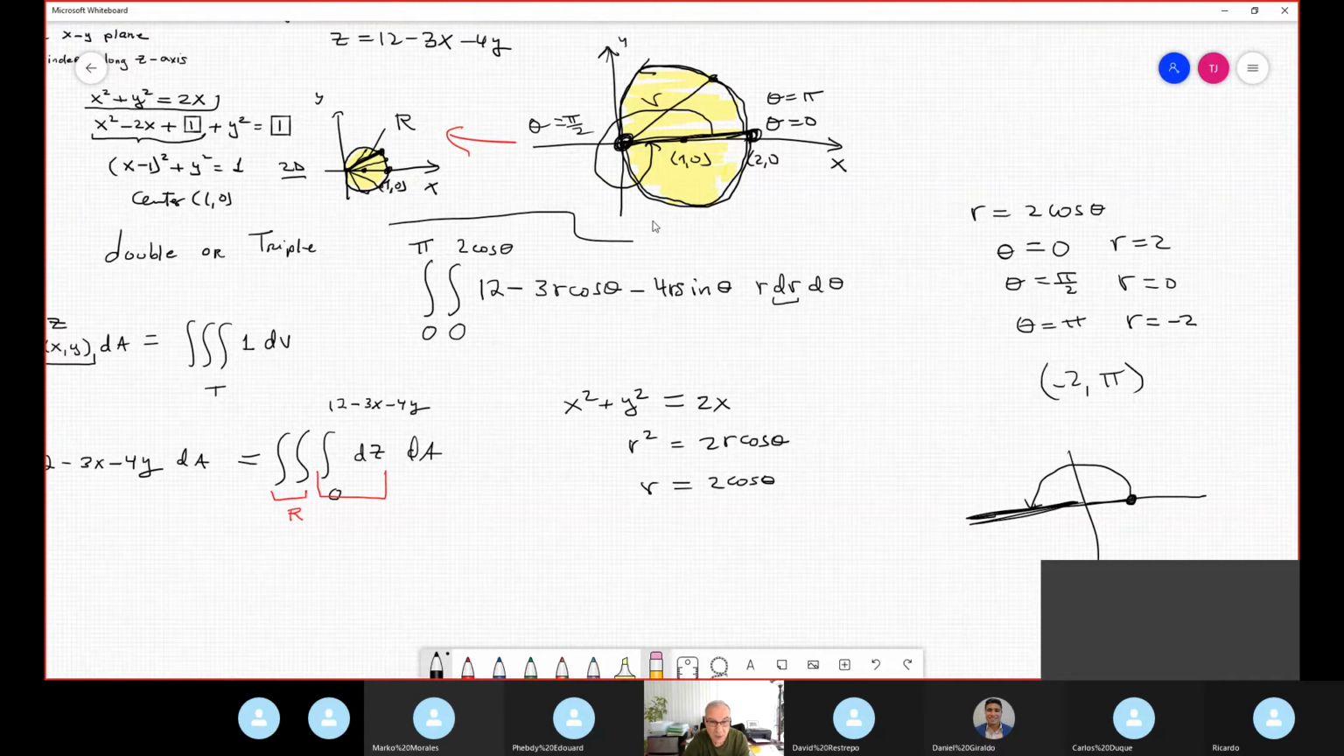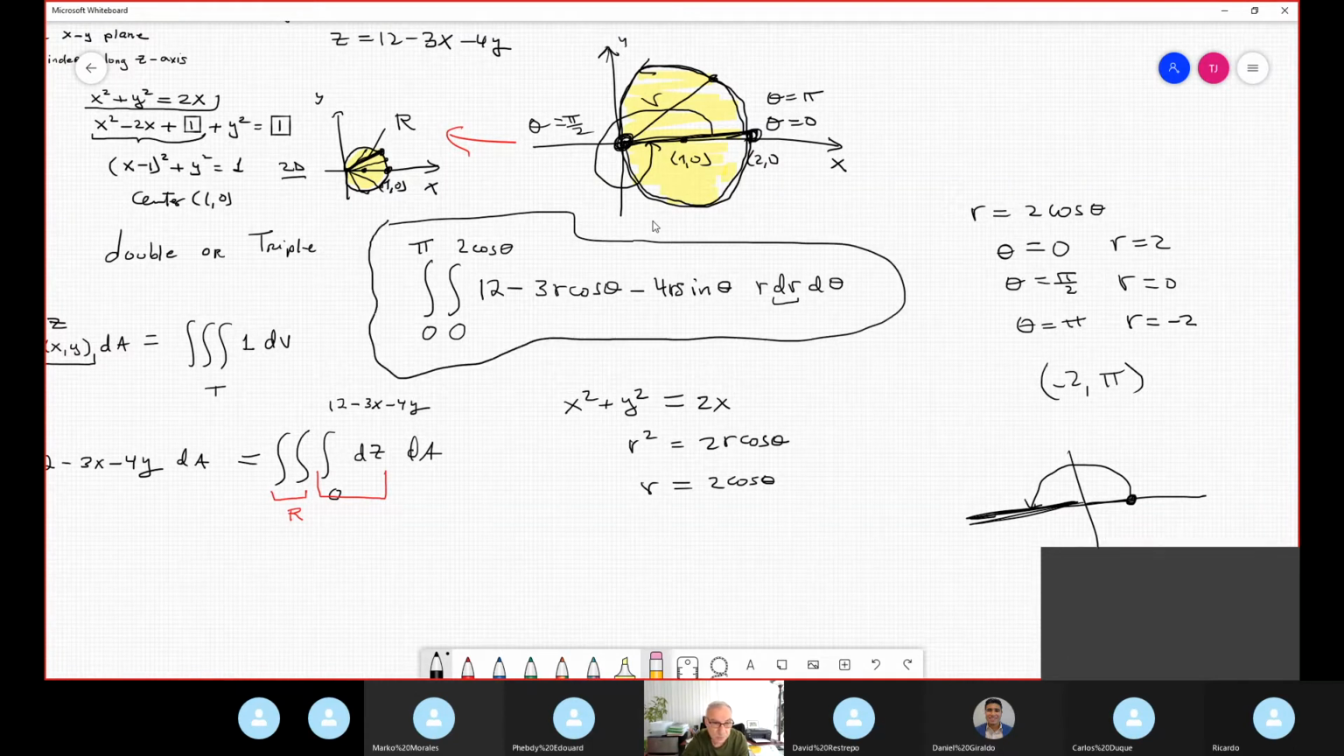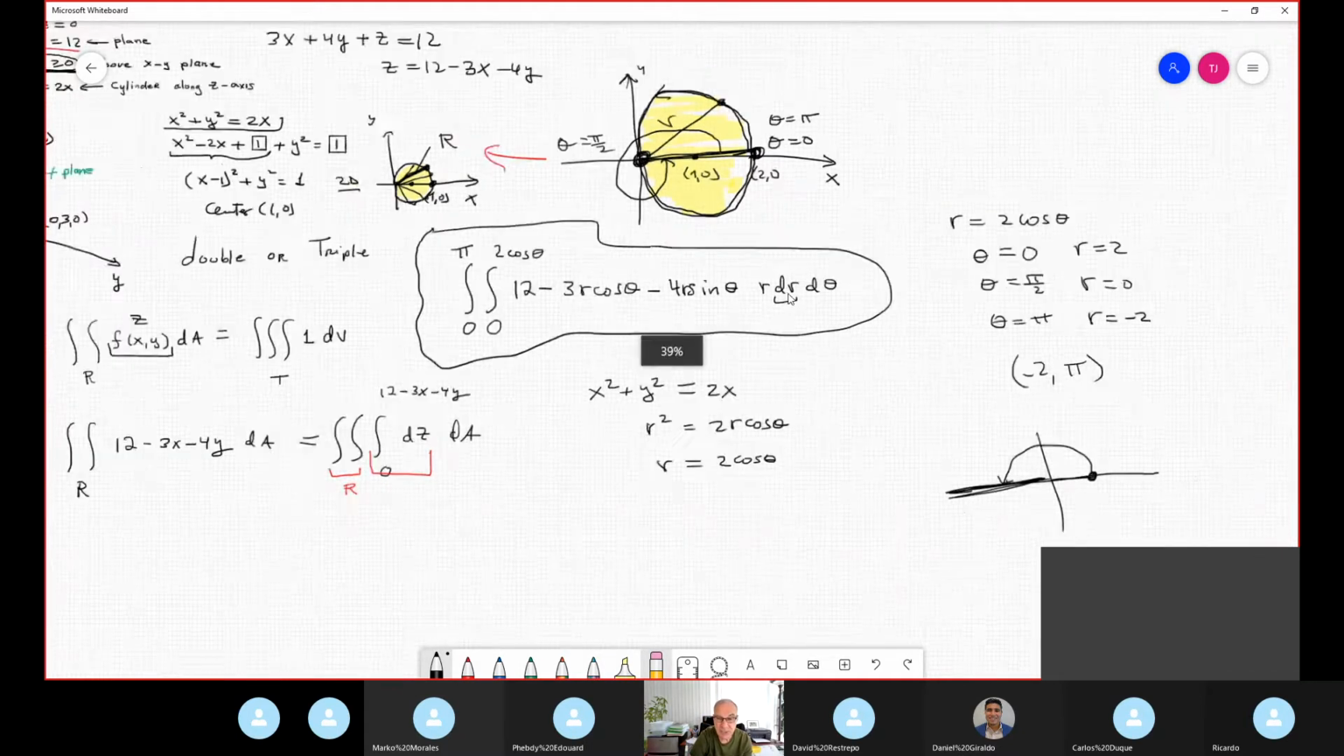Everyone understand very well how I set out this double integral to compute the volume? Okay, now the complication of the calculus 2 now.